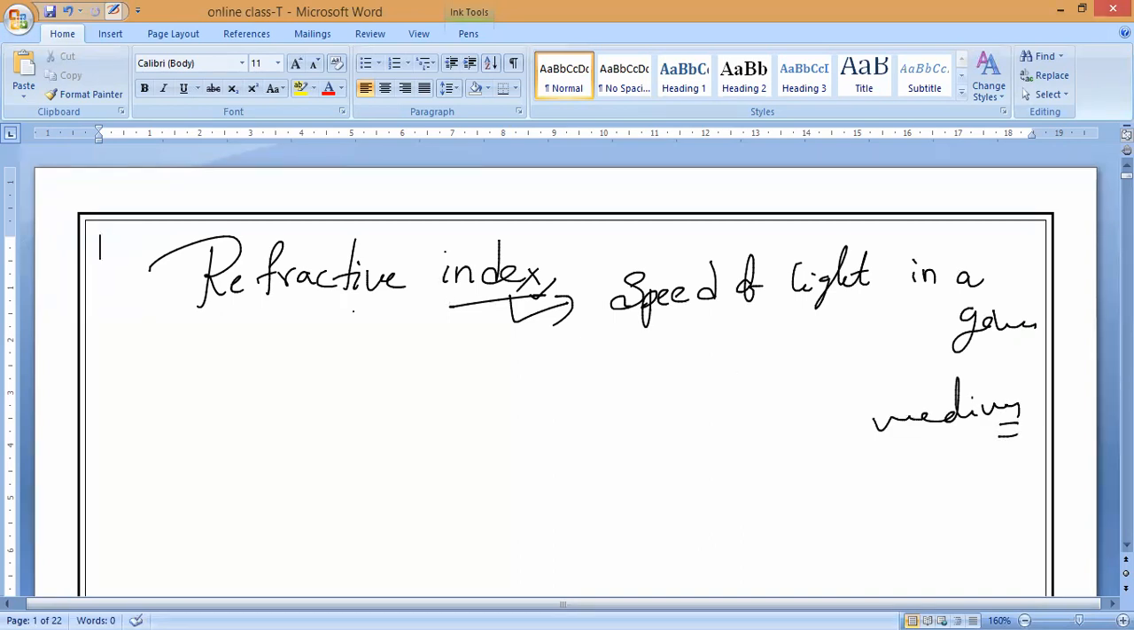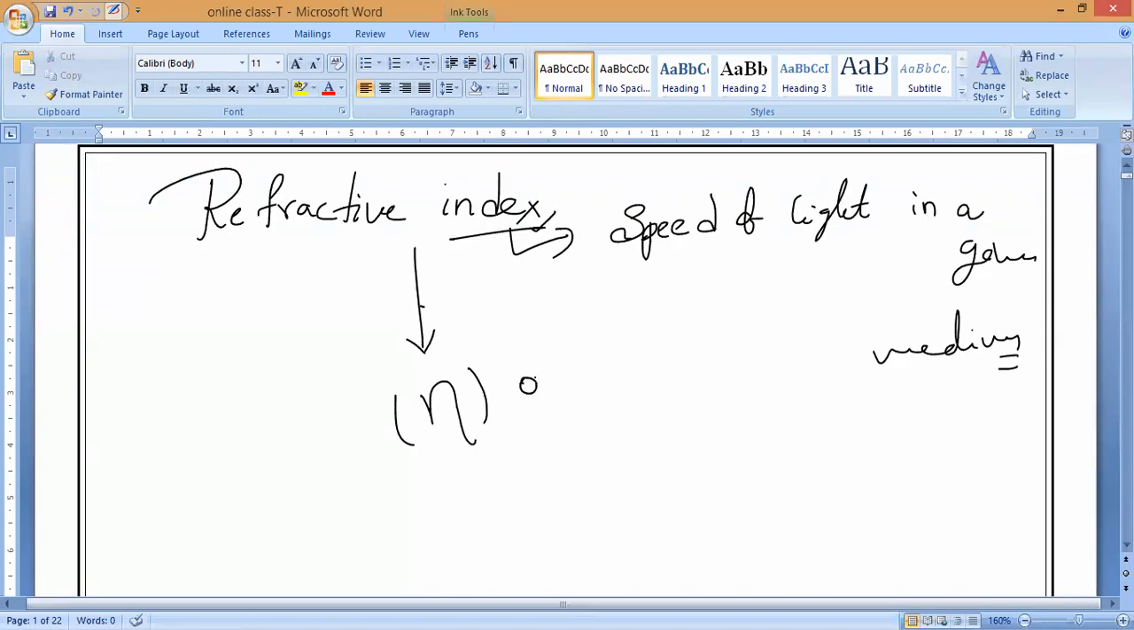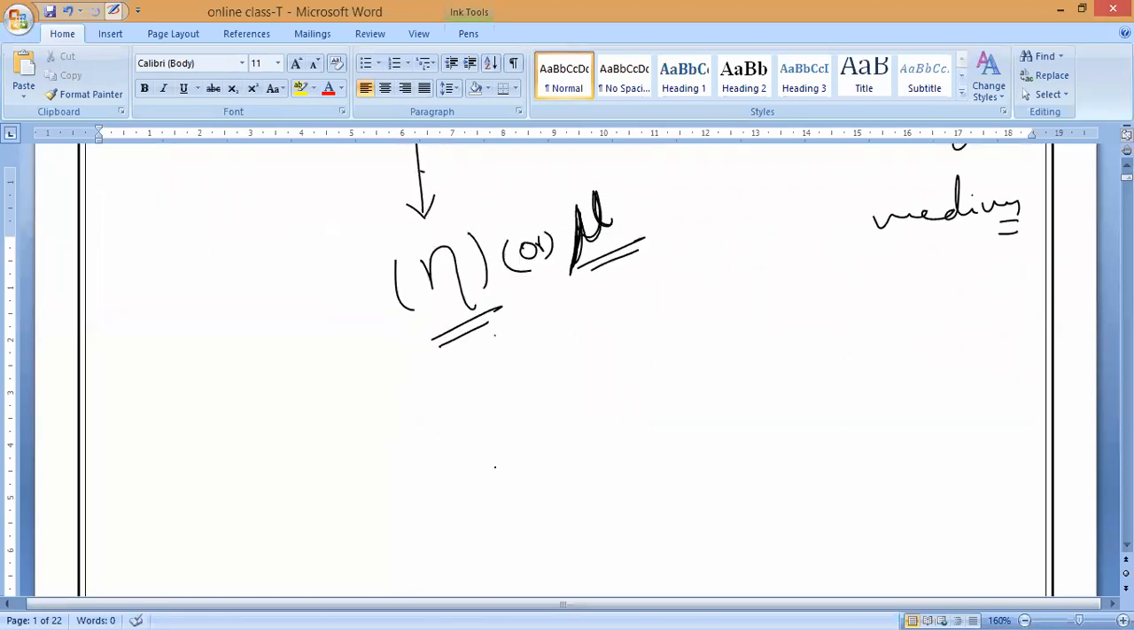That is the main purpose of refractive index. Now, we represent refractive index in two ways: either n, or mu. This is actually the micro symbol, mu. Either they can represent it with this symbol or that symbol, so you don't need to be confused about it. Both are the same. So refractive index we represent with mu. This is the symbol.